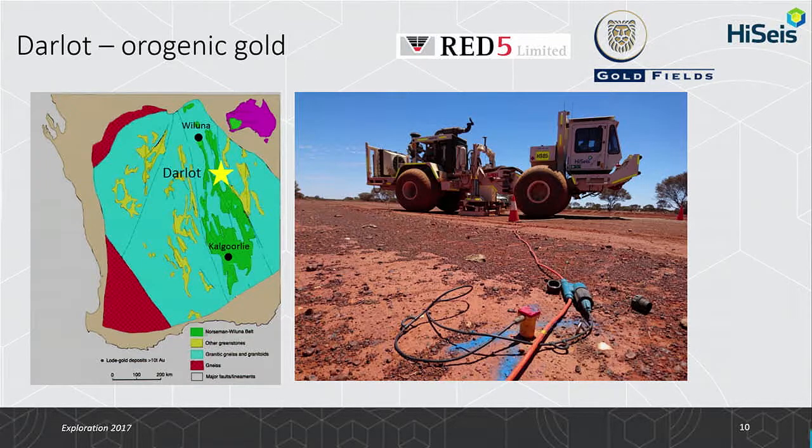So I want to run through a case history from the Darlot gold mine in the Yilgarn in Western Australia. It's an orogenic gold deposit. It's mined close to 3 million ounces. But late last year, it was coming to the end of its reserves, and Goldfields made the decision to commission a 3D seismic survey to fast-track the evaluation of the area around current workings and see if we couldn't find some additional mineralisation which could be accessed in short term around the mine.